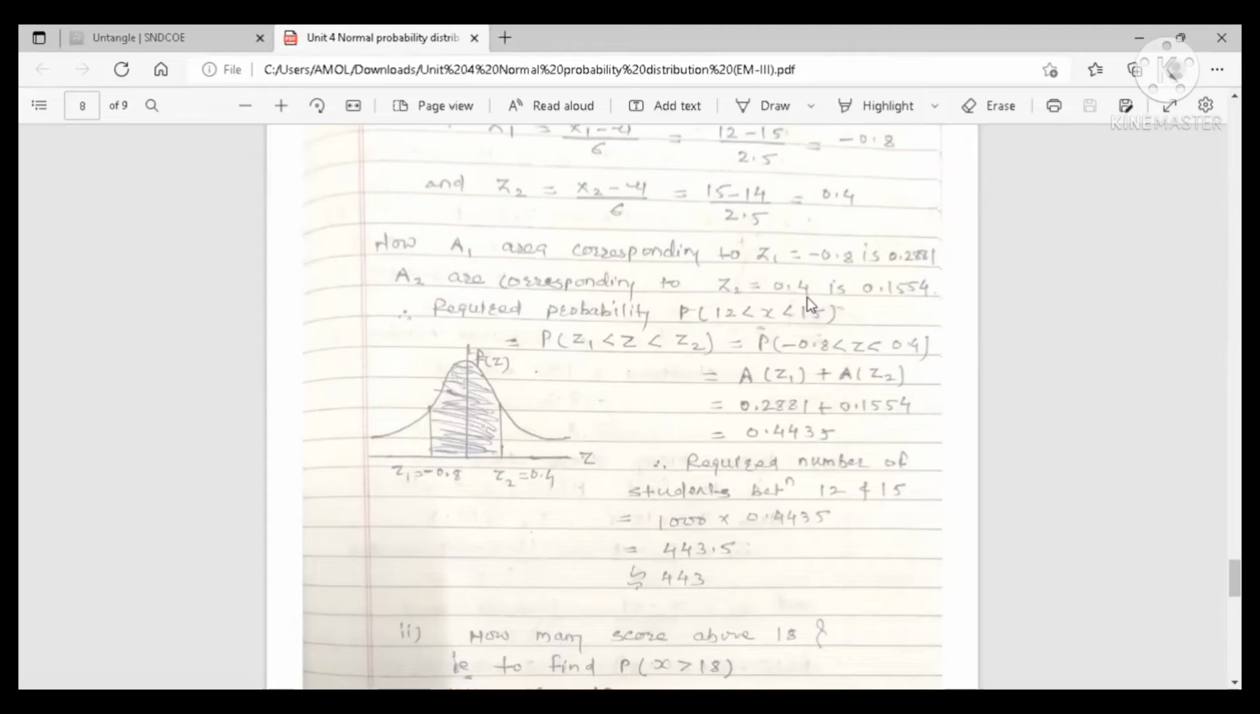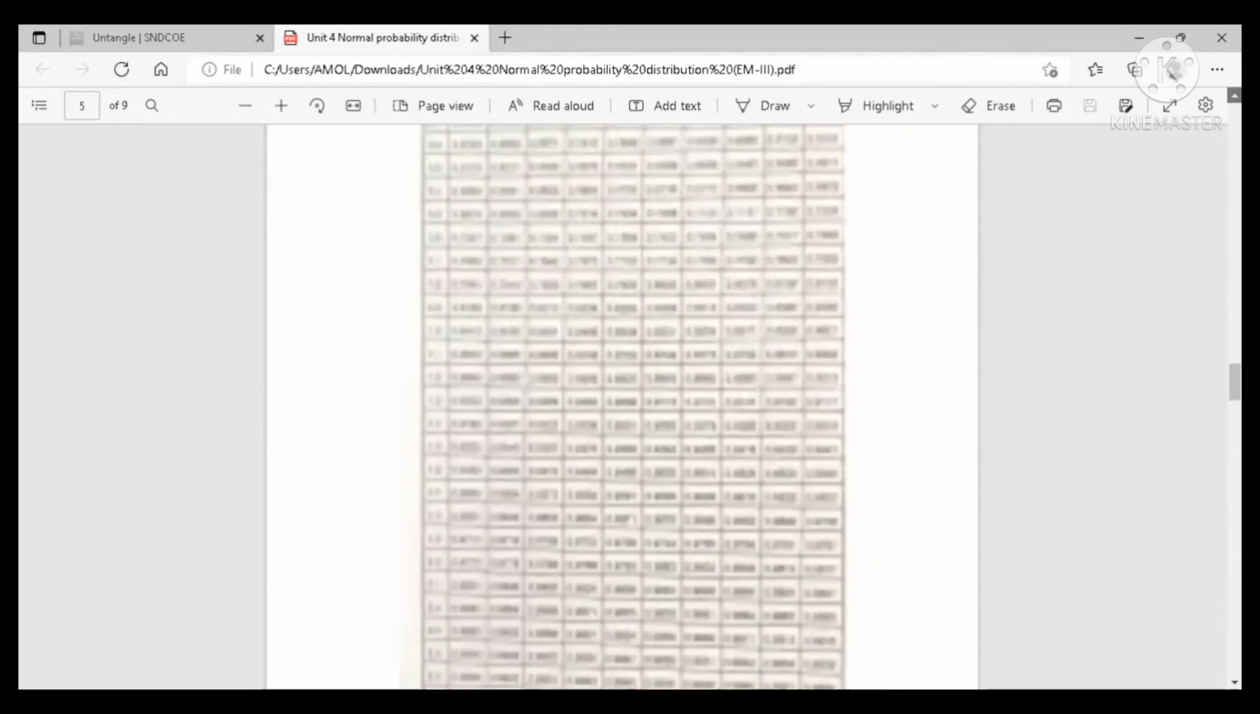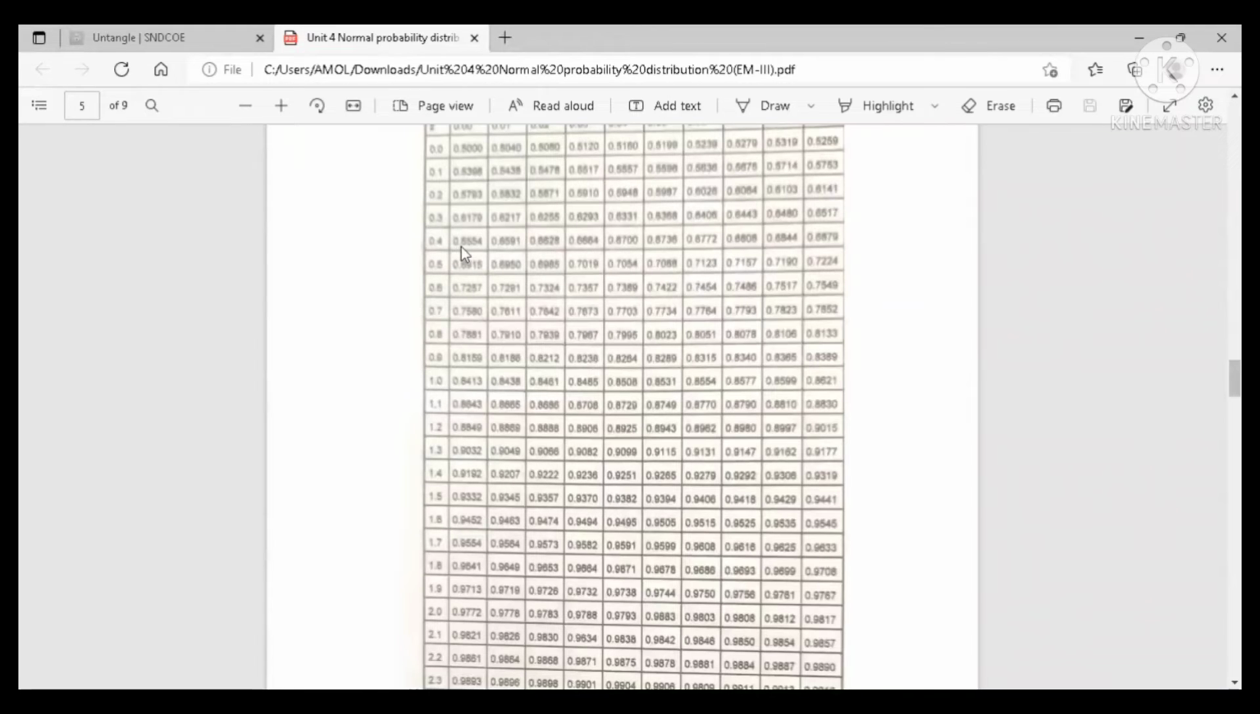Then A2 is the area corresponding to Z2. Z2 is 0.4. You see the area of 0.4 in the distribution table, where the difference is 0, in the first column, and it is 0.6554. Subtract 0.5 from this value, and that will be the area of 0.4.